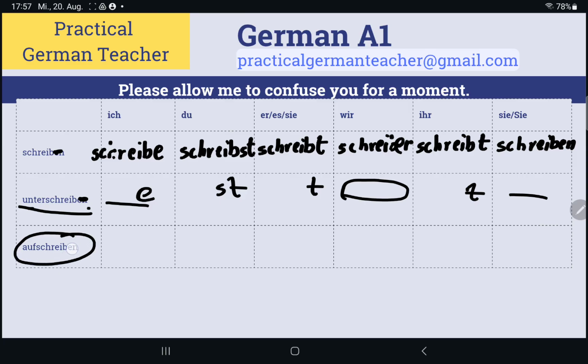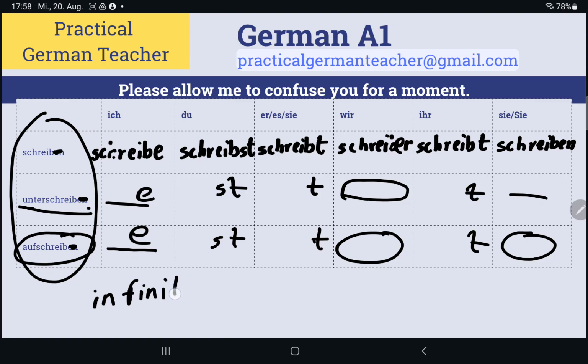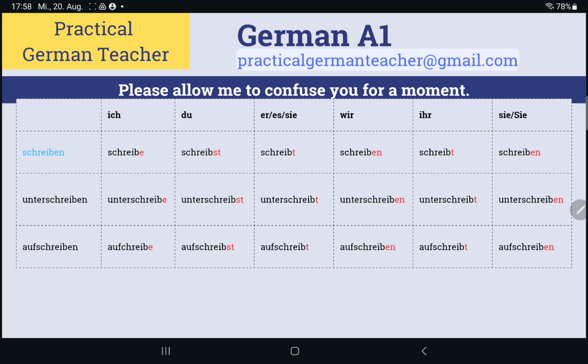Same logic, so remove n, so you will write aufschreibe, aufschreibst, aufschreibt, aufschreibt, and here the actual verb itself. When I say actual verb itself, I mean the verb in its infinitive form. So this is called the infinitive form, or we also call it Grundform, basis form, just how the verb normally is when it is not being conjugated.